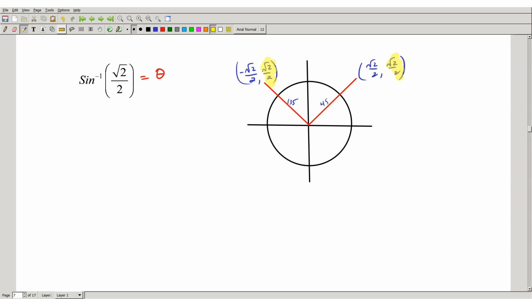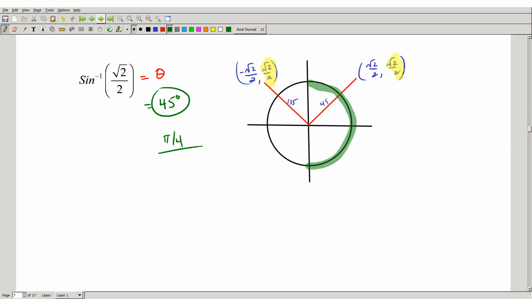Well, which is my answer going to be? I have to go back to the definition of the arc sine or the inverse sine, which is only going to take answers from negative 90 to positive 90. So I have to remember, oh, but I'm only going to take values from negative 90 to positive 90 in that range, so therefore the correct answer here is going to be 45 degrees, or pi over 4.